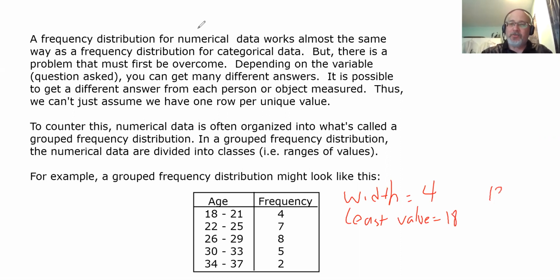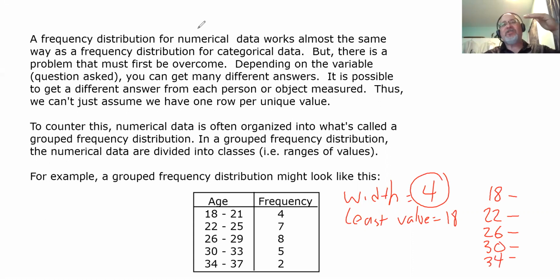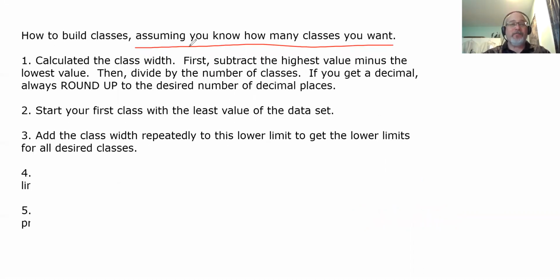Then we would start our classes with 18, but the way that you use the width, and this is where most people make a mistake, you don't add 4 to 18 to end the first class. You add 4 to 18, which is 22, to begin the next class. And then you add 4 to 22, which is 26, to begin the next class. And then you add 4 to 26, which is 30, to begin the next class. And then add 4 to 30, which is 34, to begin the next class. That is the role of the class width, to tell you how to get from the beginning of one class to the beginning of the next class. And that's what step 3 says.